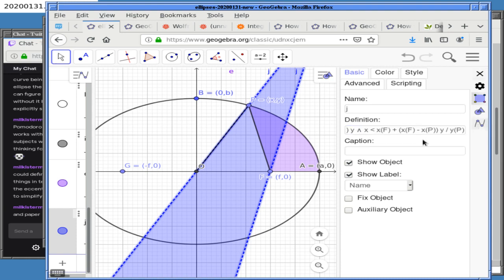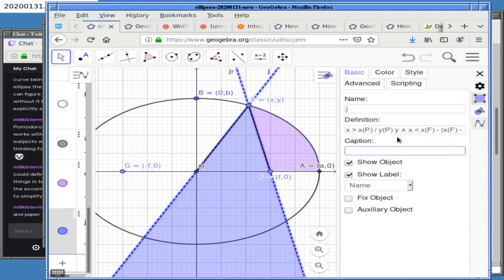X of P minus times Y over Y of P. So when Y is equal to Y of P, which occurs here, this should be X of... No, minus. So we can get rid of the X. We want to cancel the X of Fs. Ta-da! And of course we want Y greater than 0. That's the easy part.